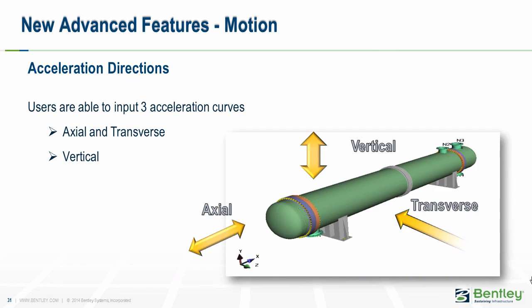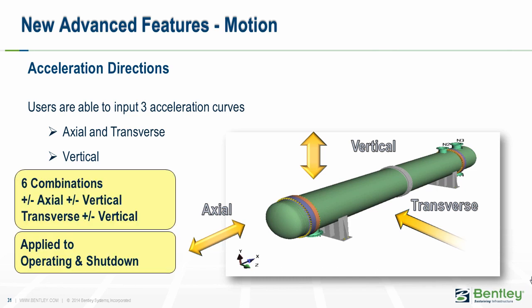The new motion module in AutoPIPE Vessel can be used for both horizontal as well as vertical pressure vessels. For a horizontal vessel, the motion module enables input of acceleration in two horizontal directions, that is axial X and transverse Z, and the vertical Y direction, and there are a total of 6 combinations. The forces can be applied both for operating and shutdown conditions.